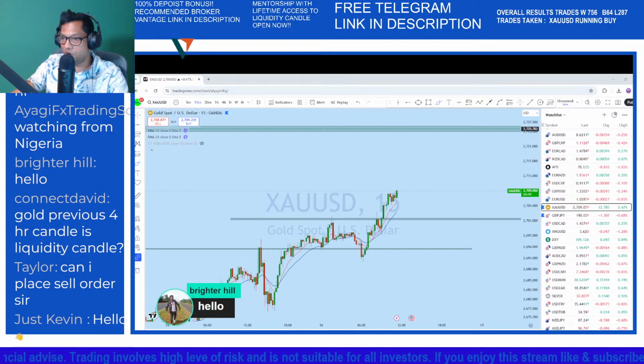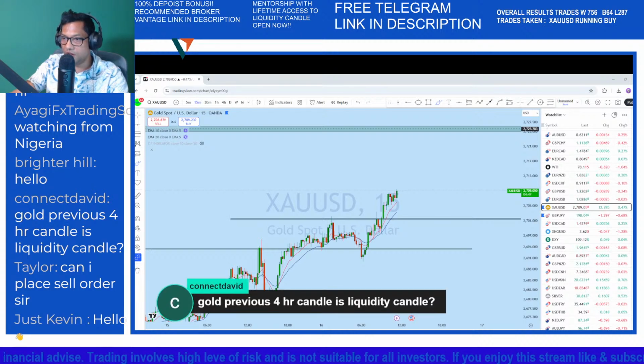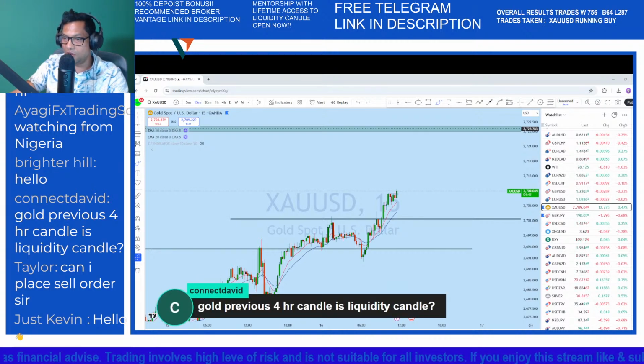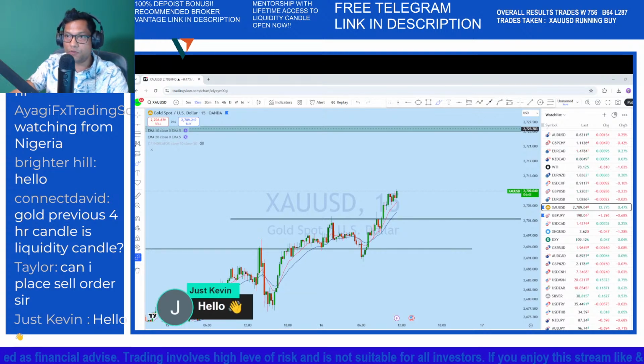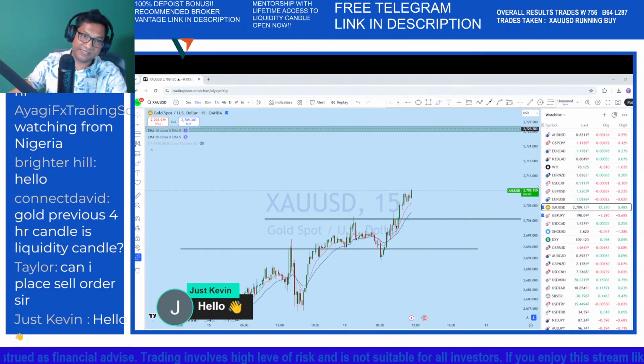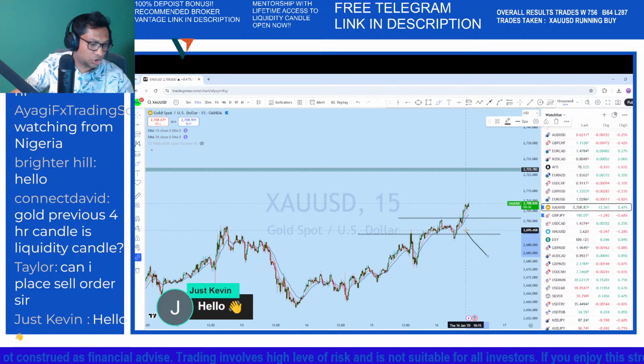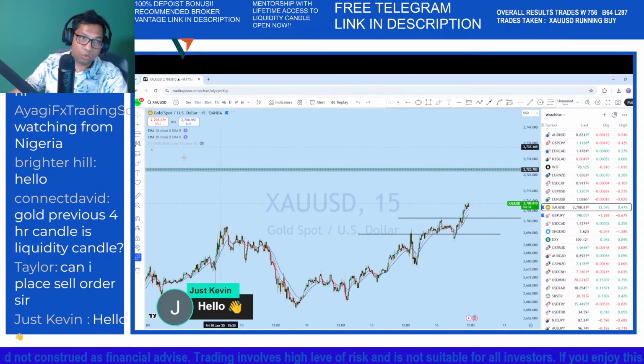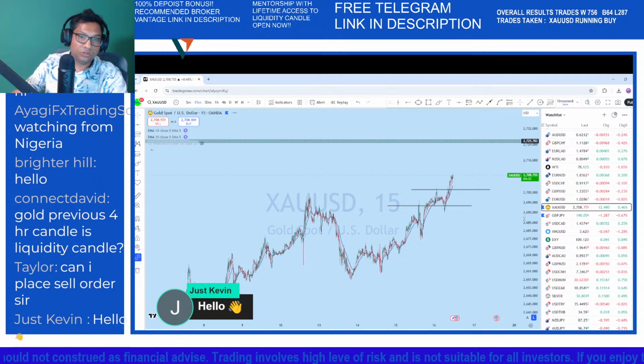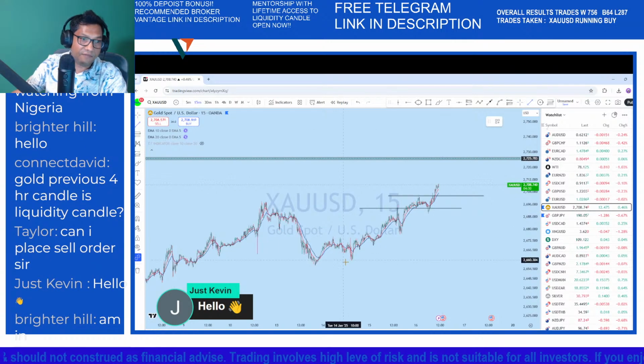Gold's previous 4-hour candle is a liquidity candle. Okay, can I place a sell order, sir? I'm not placing any sell at the moment, guys, as this is another mistake that most traders make. I really want you to pay attention to that. Please do not make this mistake ever.